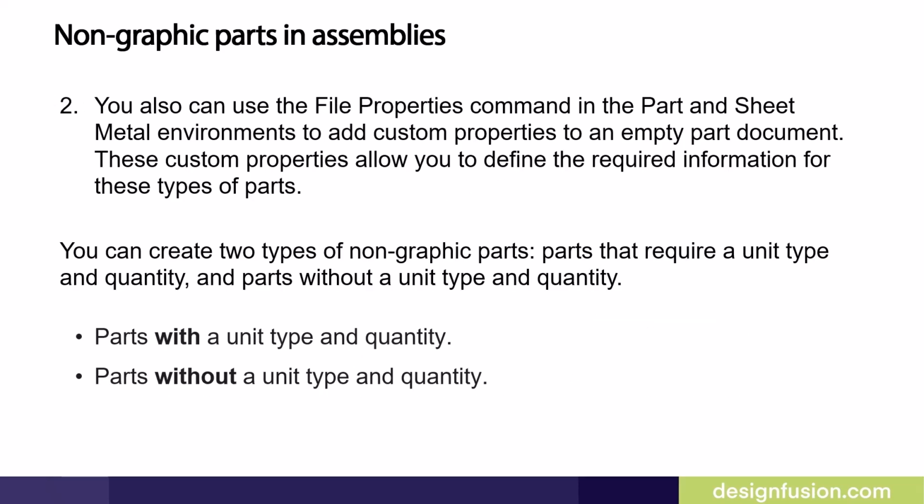The second method, and the one that I will demonstrate shortly, involves the use of the File Properties command. You can use the File Properties command in the part and sheet metal environments to add custom properties to an empty part document. These custom properties allow you to define the required information for these types of parts. You can create two types of non-graphic parts: parts that require a unit type and quantity, and parts without a unit type and quantity.